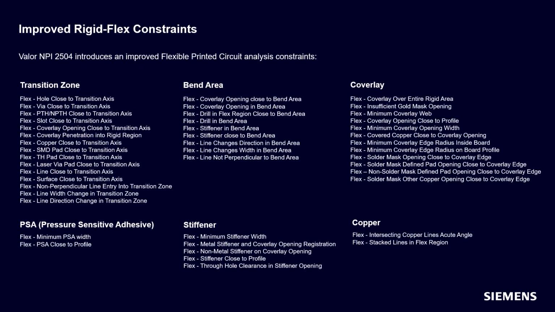Here is the list of the improved rigid flex constraints in ADM. There are 11 new constraints that have been added, making rigid flex checking better aligned with the industry standards on required checks. For more detail of the enhancements, you can refer to the Valor NPI 2504 Release Highlights document. All the changes to the existing checks, as well as information for the new checks, can be found there.